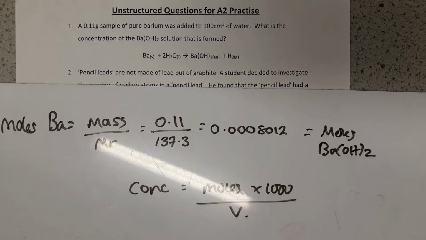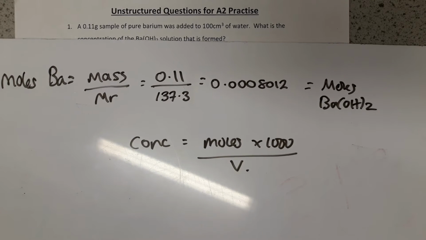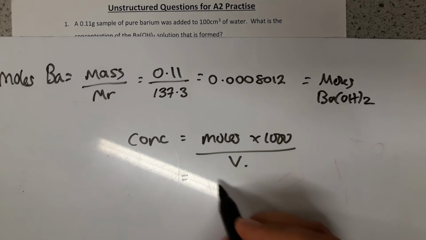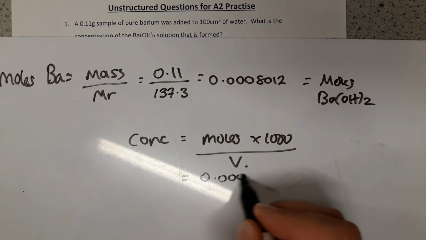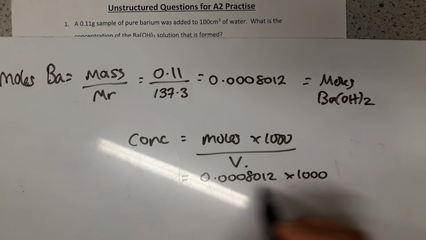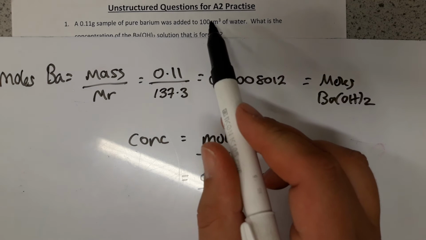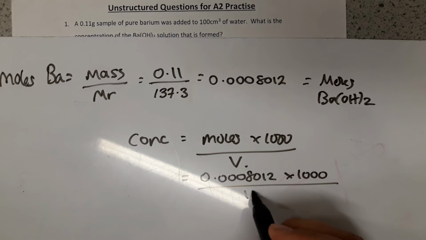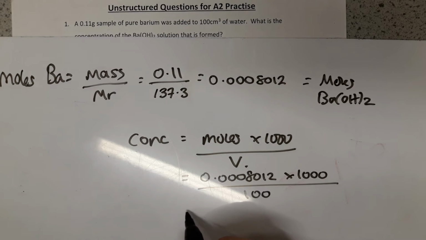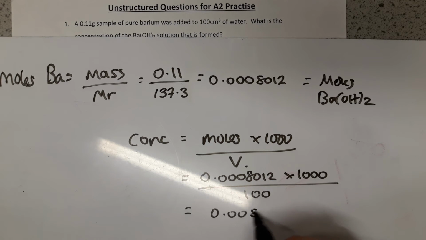These are the molar calculations which you need to be able to remember. So I plug my numbers into that formula. Number of moles, you can see above, 0.0008012, times that by 1,000, divided by the volume, which is going to be 100 centimetres cubed, because that's how much of the solution I've got. You can cancel down if you want to, or put the numbers directly into your calculator, and you should get a final answer here of 0.00801 moles per decimetre cubed.